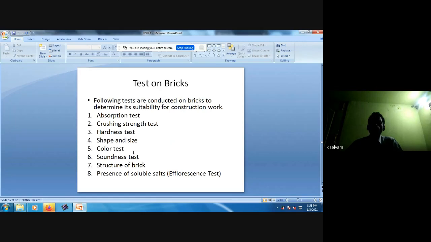The first one is the absorption test, then the crushing strength test, hardness test, shape and size test, color test, soundness test, structure of brick, then efflorescence test.